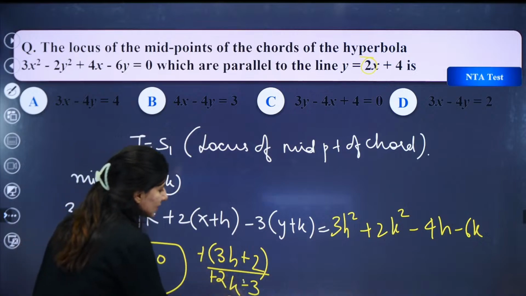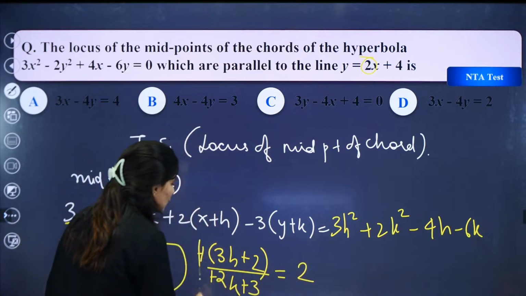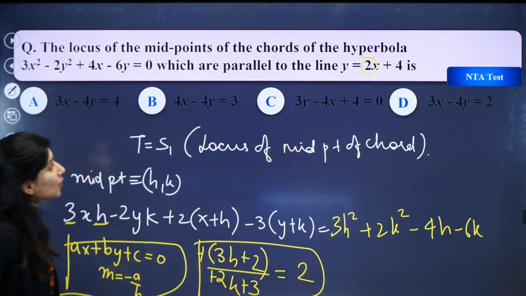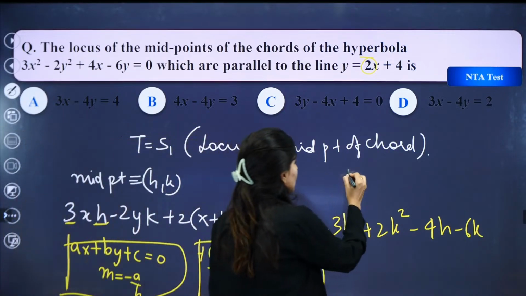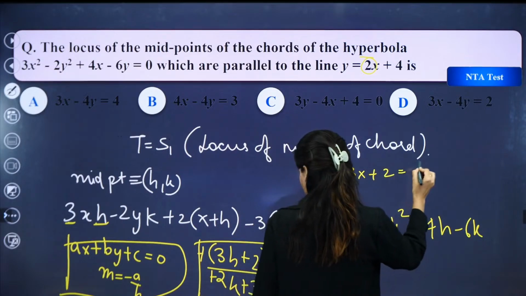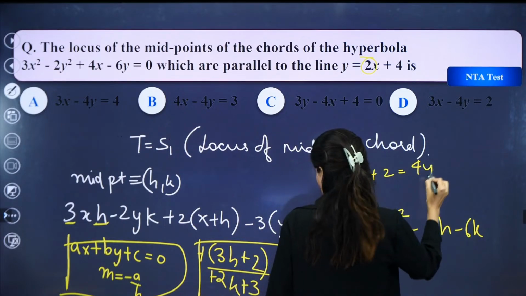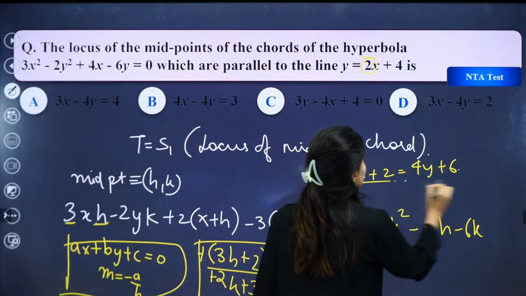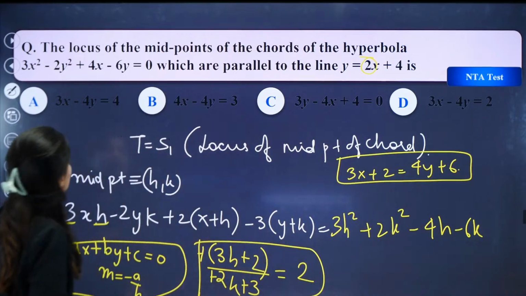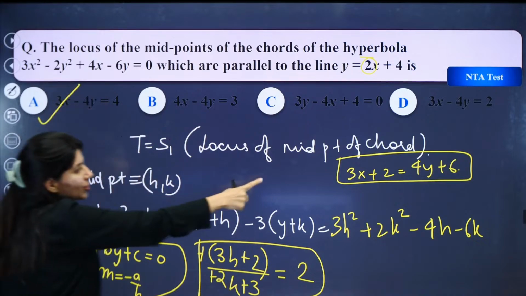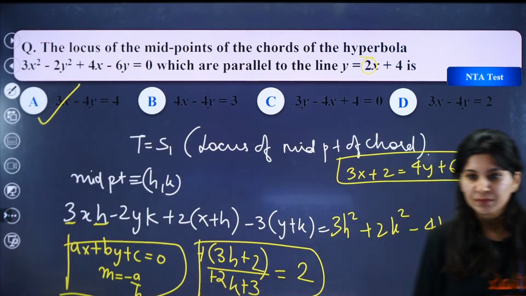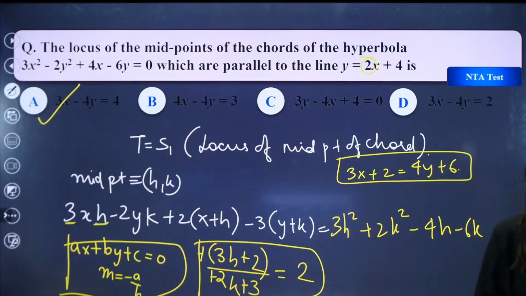So minus, minus, minus gone. This value should be equal to 2. Slope is 2. So this is your locus. So 3x plus 2 will be equal to 4y plus 3 2s are 6. Just match it. 3x minus 4y is equal to 4. Clearly option A is absolutely right.